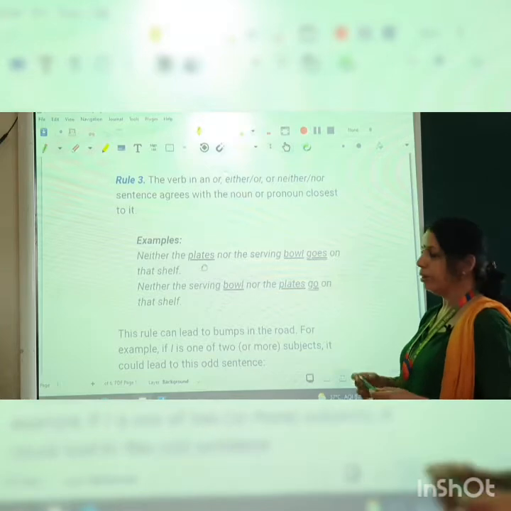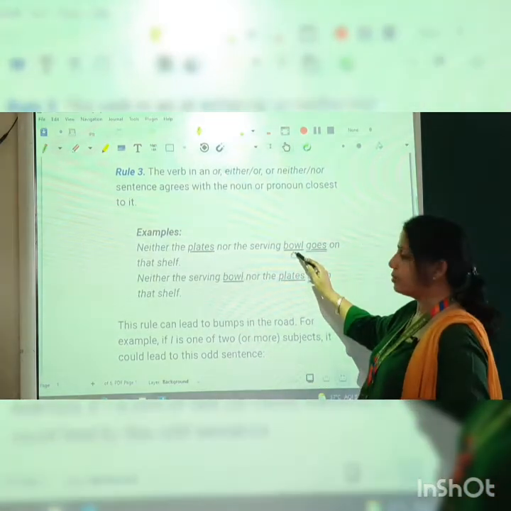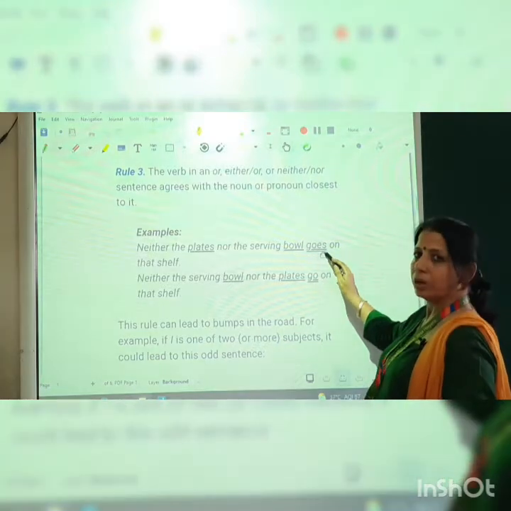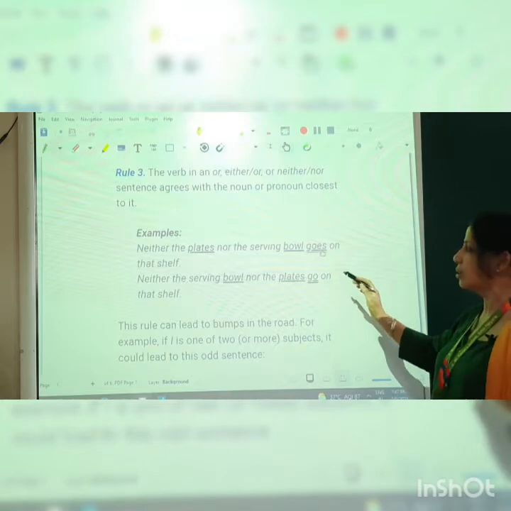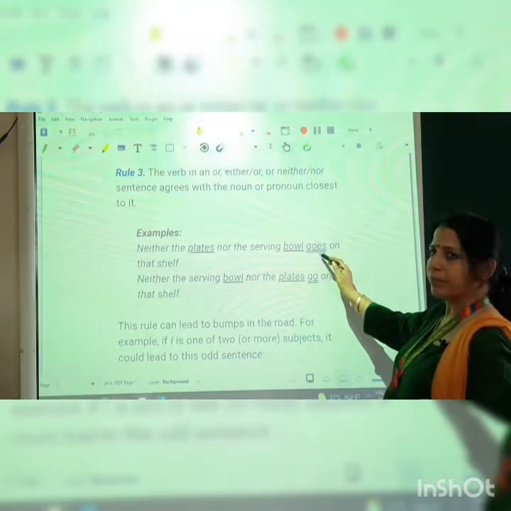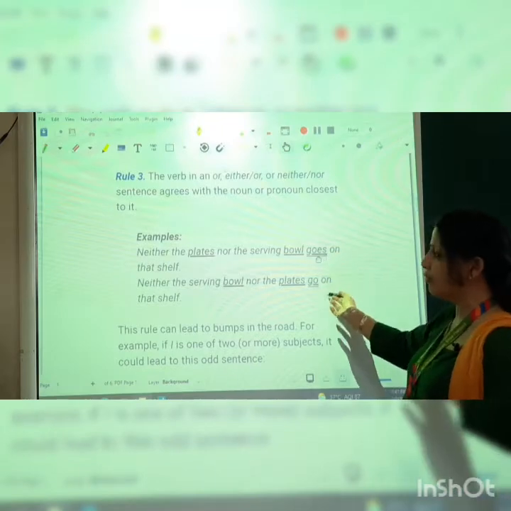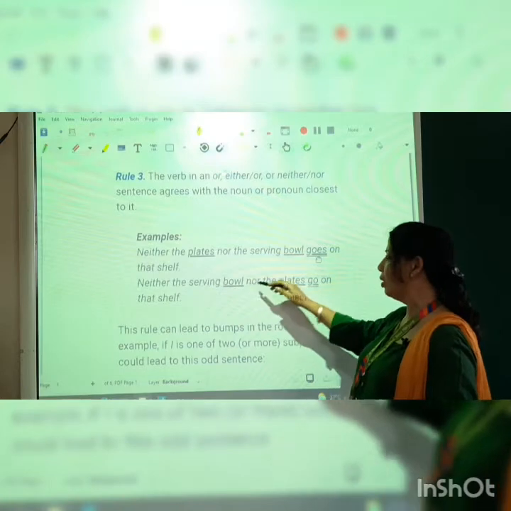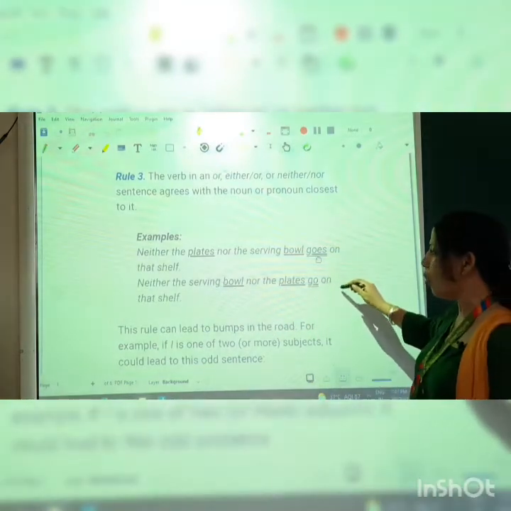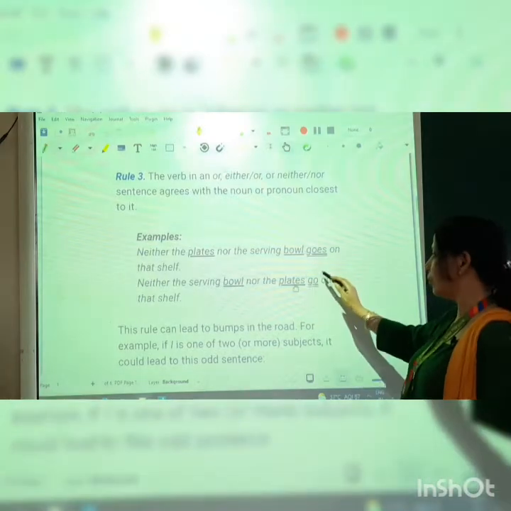Now see here, this is a plural subject, this is a singular subject, and this is closest to the verb, so you will consider the latter subject. The verb with the latter subject will be matching, so you will write "goes." But if you shift the subjects, if you write "neither the serving bowl nor the plates go on that shelf," here "plates" is plural, so it will have "go."